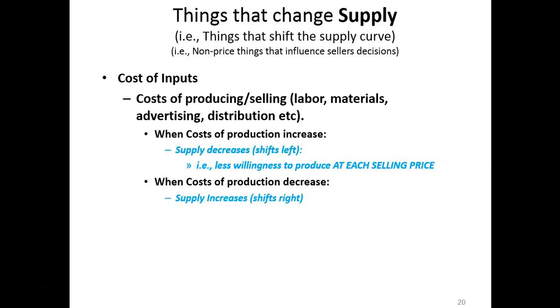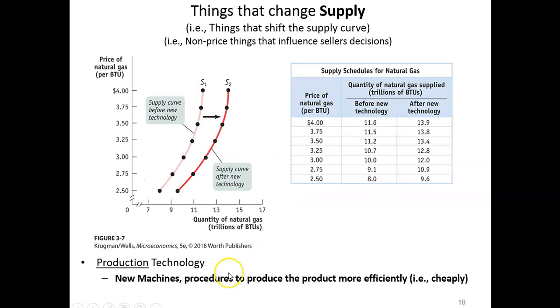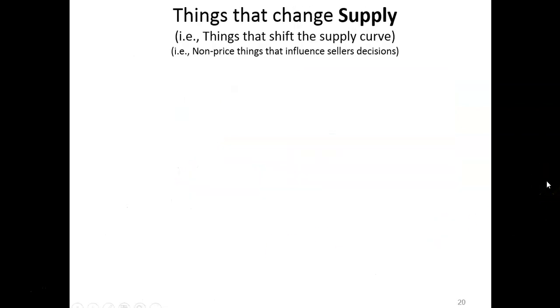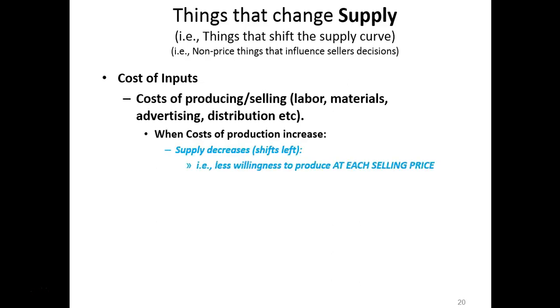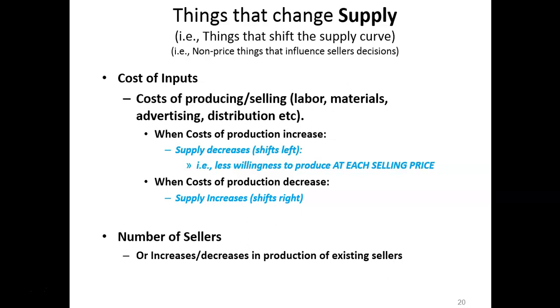like it did pretty much always for production technology. You're never going to see a question asked where production technology gets worse and supply decreases. Production technology is always going to be increasing supply. Whereas for other inputs, other reasons why the costs of production change, there are just as many examples of costs of production increasing and decreasing supply as there are examples of costs of production decreasing and increasing supply.